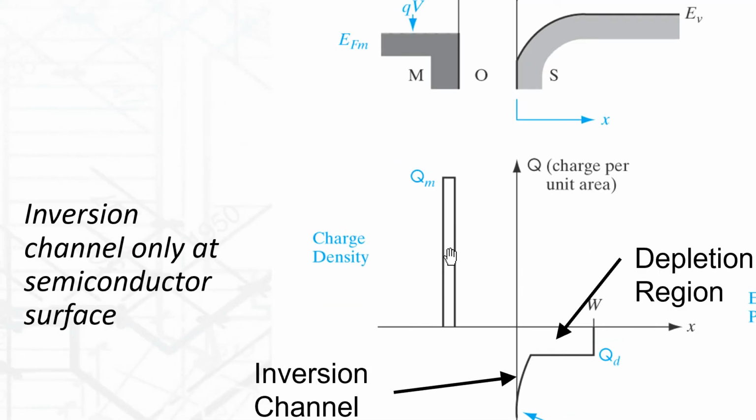So in the last slide, we saw that there's a strong positive charge buildup in the metal. So that's what you're seeing here. This Q is on the y-axis here. This is the charge per unit area. So the fact that this function goes up like this means there's a lot of positive charge buildup near this side of the gate.